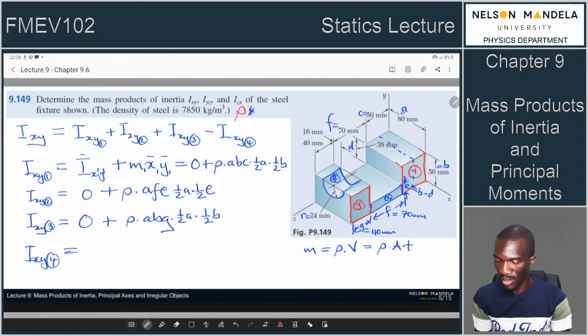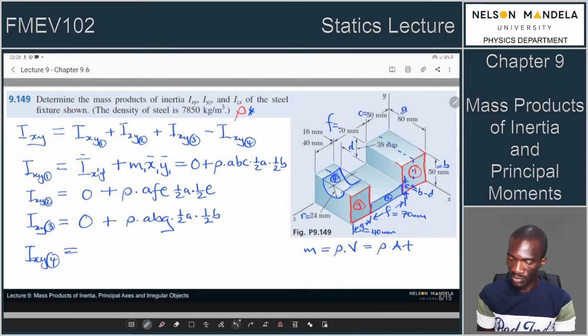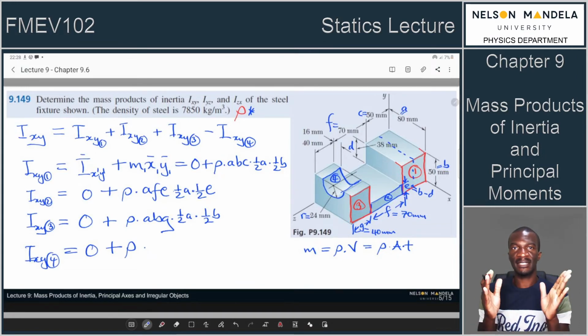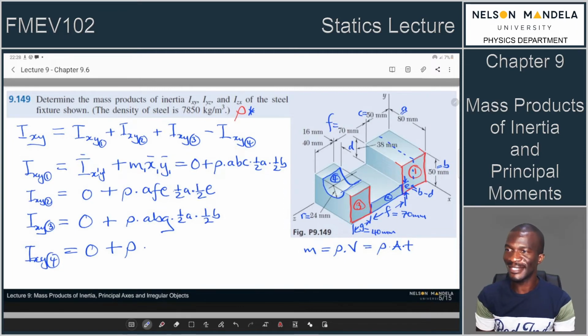What about the last one, the Ixy of region 4? Does region 4 have some symmetry? Yes, we see it has some symmetry. So that would be 0 plus rho multiplied by its volume. What is its volume? This is half of a disk with some thickness, or half of a cylinder. Let's put it as half of a cylinder. Half of a cylinder has a cross-sectional area of pi r squared. We are already using that r. So it's half of pi r squared, multiplied by its thickness. Its thickness is g, which is the same as this g.